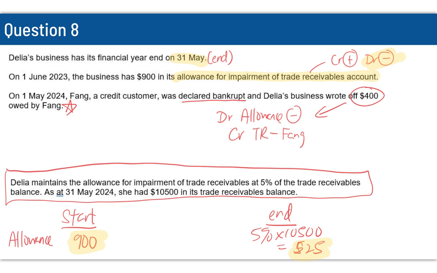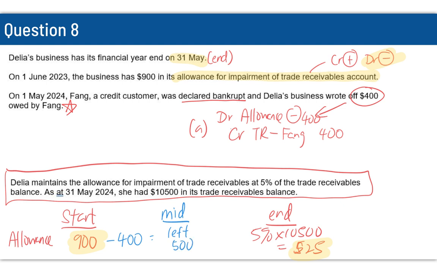Okay, so this is a double entry, and this will be your answer for part A. You will debit 400 to your allowance for impairment of trade receivable and credit trade receivable Fang. Okay, so what does it mean here? Does our timeline change anything? So here you can draw a midpoint, whereby Fang goes bankrupt and you're going to minus 400 from the allowance account at the start of the year. So now you are left with $500.